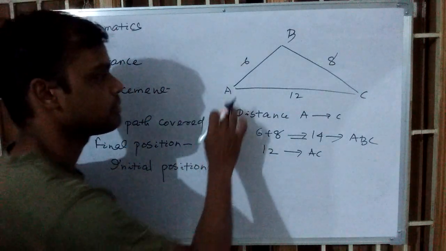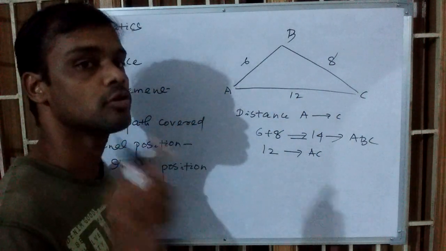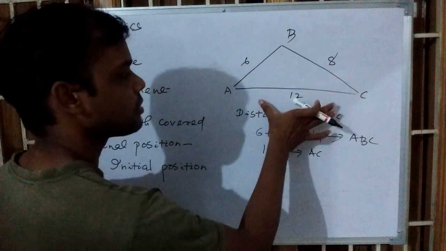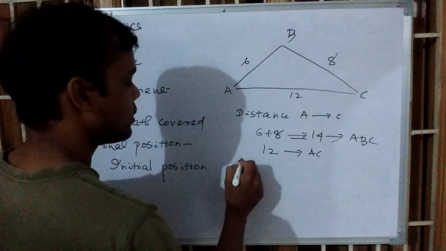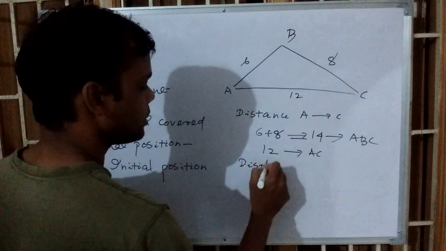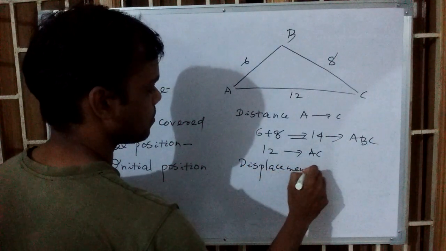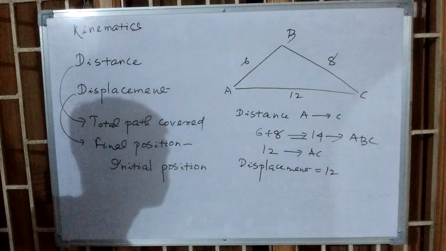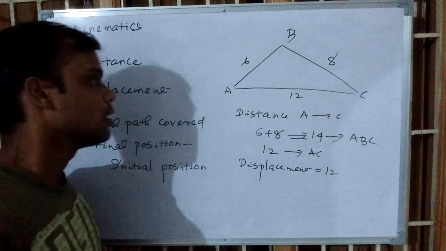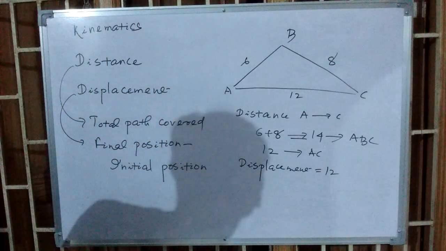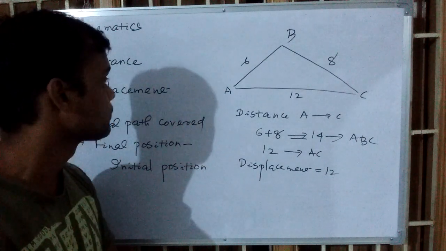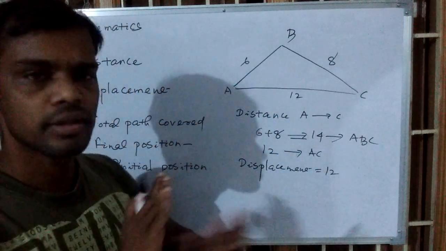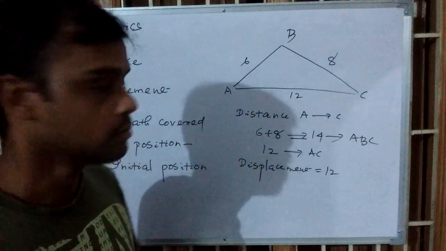But what is displacement between A and C? Displacement is always a single value, that is final position minus initial position. Here the difference is 12. So displacement will always be here 12. Okay. Now one thing we are sure from this observation is that between 2 points distance can be more than 1, but the displacement is only 1.